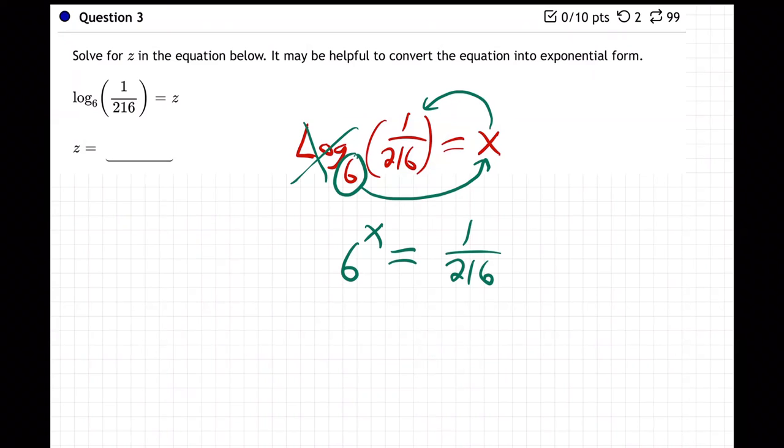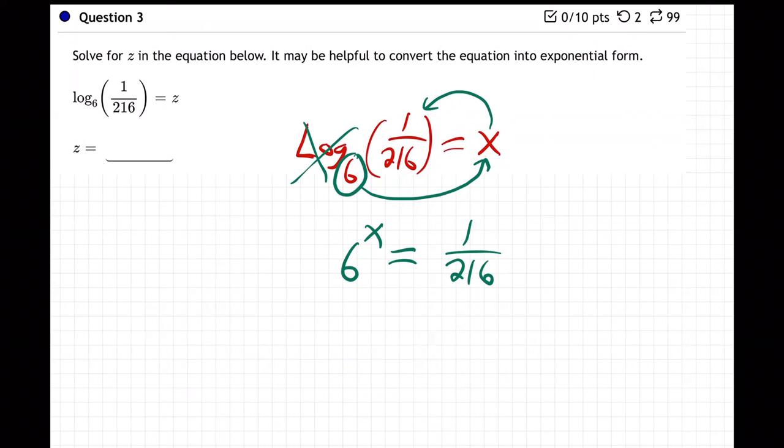So what is a log? It's the reverse of an exponential. Notice how it's reversed, right? The x and the 216 traded places, just like when we do an inverse function, switching x and y. We switched the x and the 1 over 216. So that's what a log is. It's the inverse function of a power statement, of an exponential.